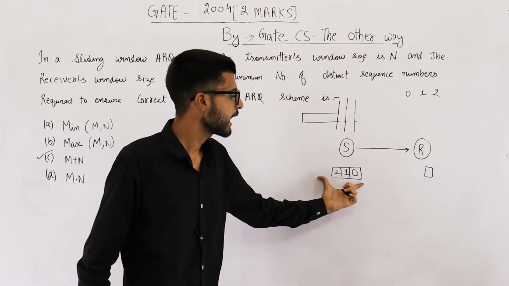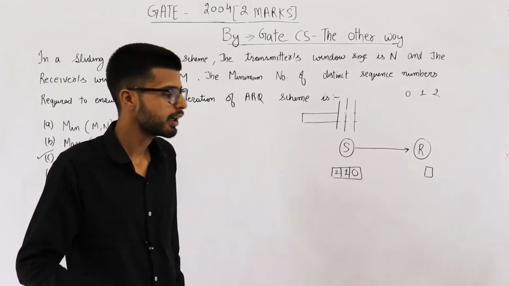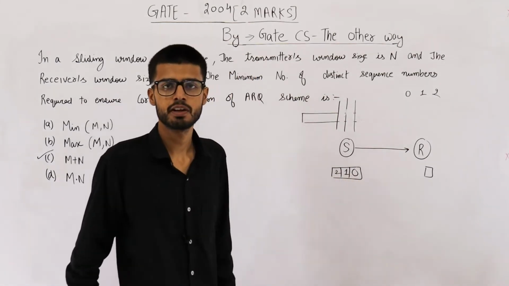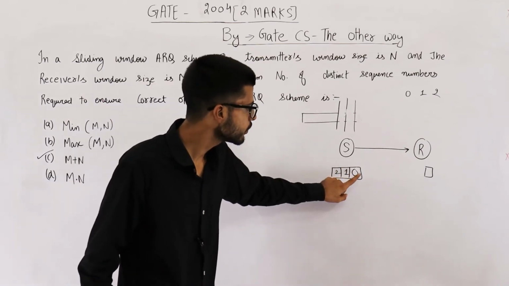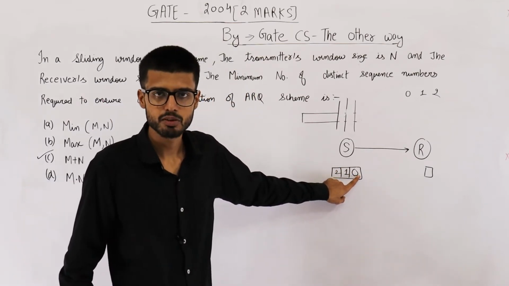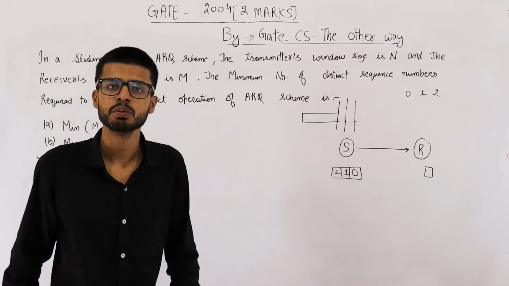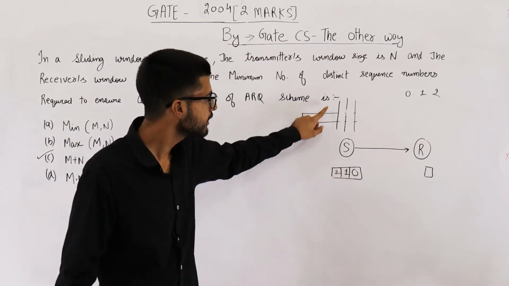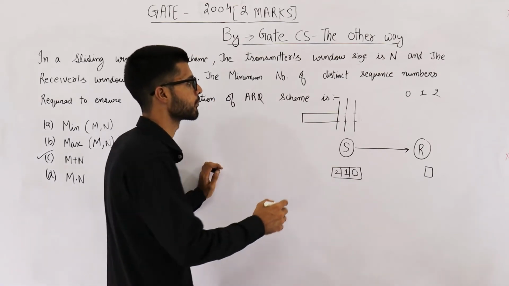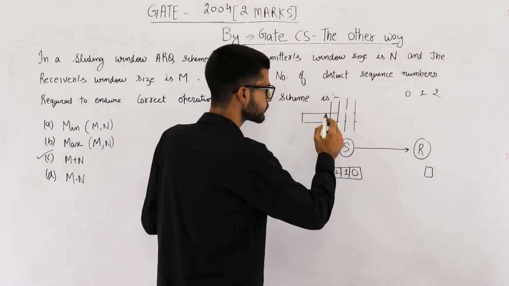And now the sender cannot send any more frames until an acknowledgement for one of them is received. Only when you get the acknowledgement for packet number 0, you will delete this packet from here and an empty space in the window will be created. Only then you can send the next frame.